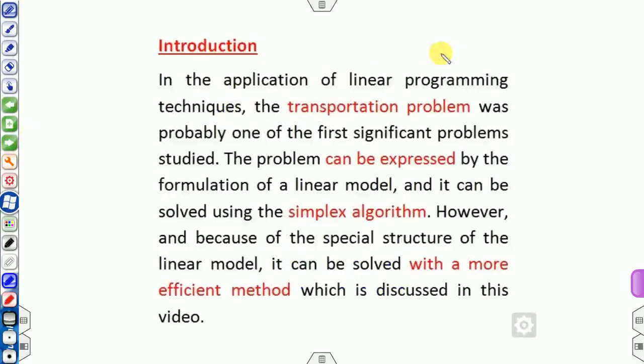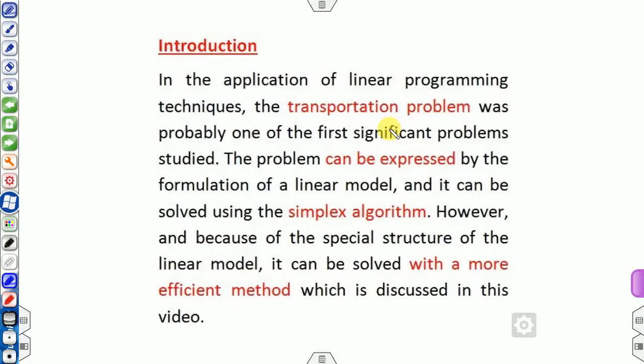In the application of linear programming techniques, the transportation problem was probably one of the first significant problems studied. Actually, in our day-to-day life, we always see that a number of products or goods are transported from one place to another place. Moreover, we ourselves also move from one place to another.